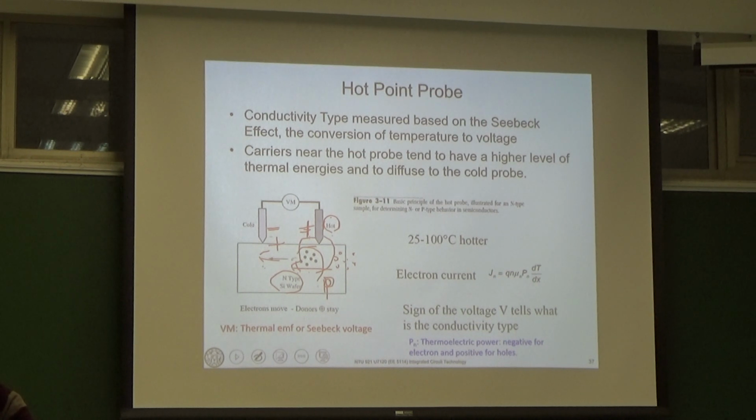It can help you determine whether it's an N-type or P-type semiconductor. This diffusion current depends on the temperature gradient and also your mobility. So judging from the side of the voltage meter, we know the type of the substrate.